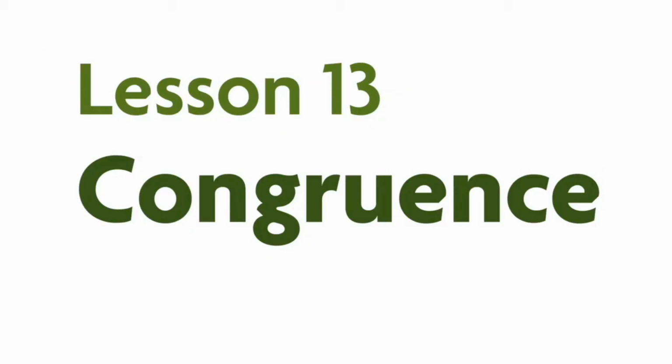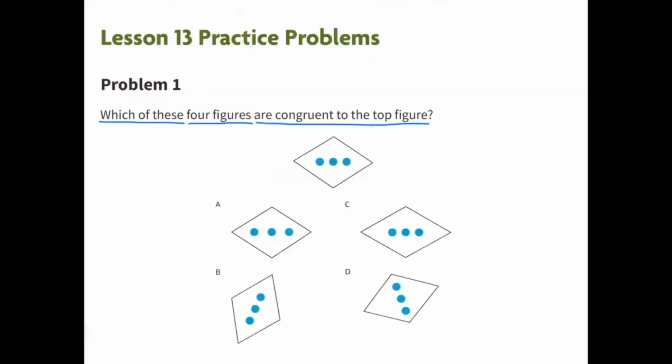8th grade, Unit 1, Lesson 13, Congruence. Number 1. Which of these four figures are congruent to the top figure? Figure A is not congruent because the distance of the dots are further apart in figure A than they are in the original figure.